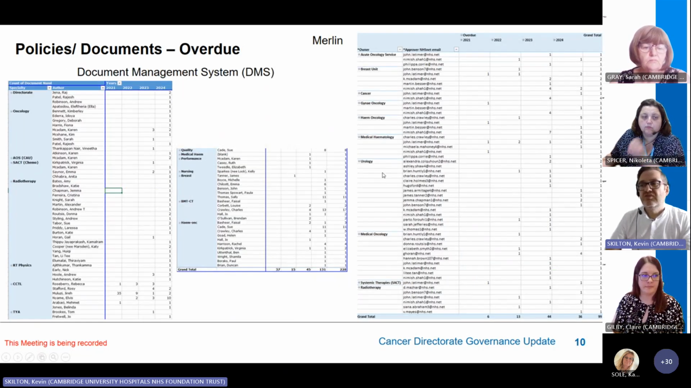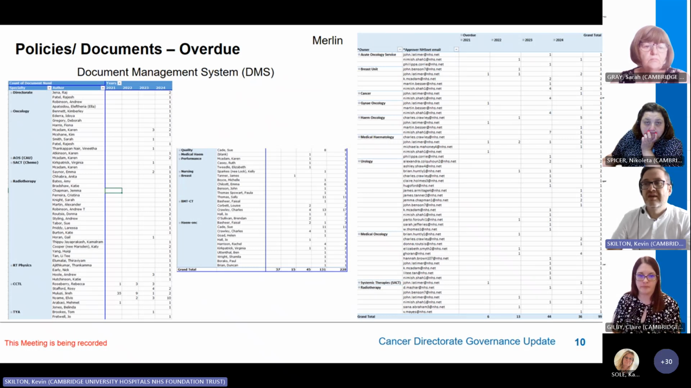A bit of a busy screen that, but you'll be able to see that when we've recorded it, and you can watch it back if you wish to capture it around who's got documents and where they're overdue review and how far back they go.